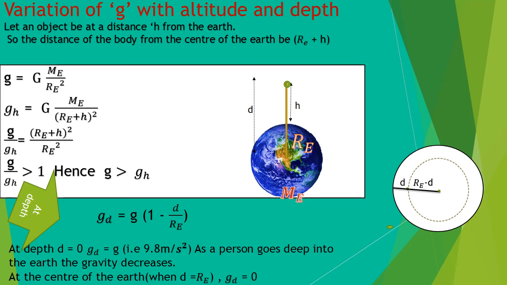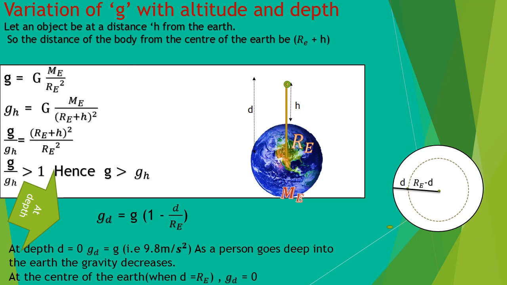Now when the person is on the surface of the earth, that means at depth d is equal to 0, in the equation put d is equal to 0. We get gd is equal to g. That means on the surface of the earth, the value of gravity will be 9.8 meter per second square. But when an object moves into the earth, the gravity decreases by a factor 1 minus d by Re.